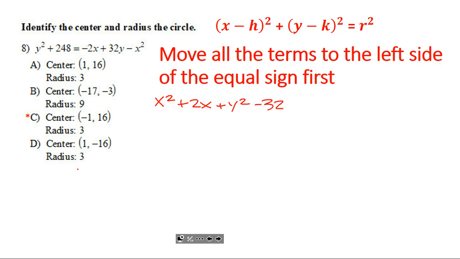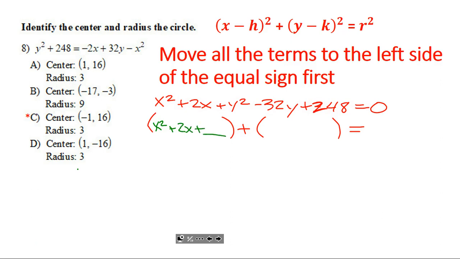minus 32y plus 248 equals 0. This is the way we started with this problem. Now, if you recall, I said we need to create parentheses because we're going to group our terms. We're going to group our x's and we're going to group our y's and we're going to move our constant to the other side. So when we group our x's, we get x squared plus 2x plus blank.